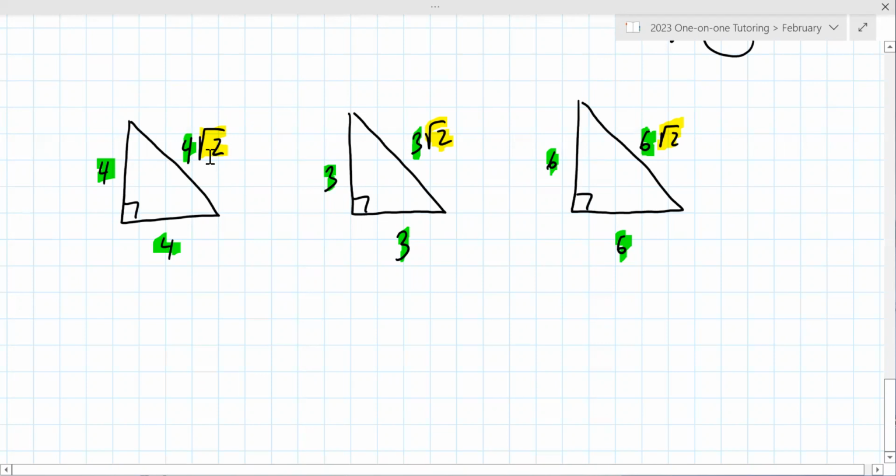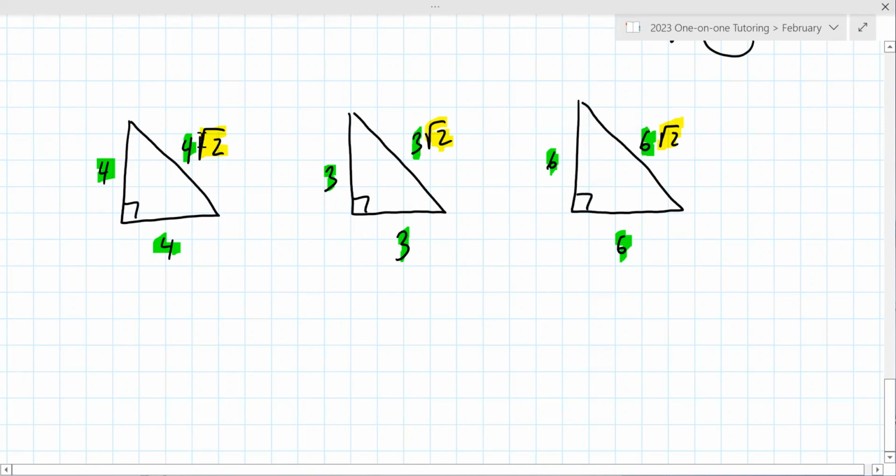That's true, but there's a shortcut. And how about this middle one? Do you see that the same number that's on the leg is also up here in the hypotenuse? Yes. The leg is the normal number, and the hypotenuse equals the leg times the square root of 2.